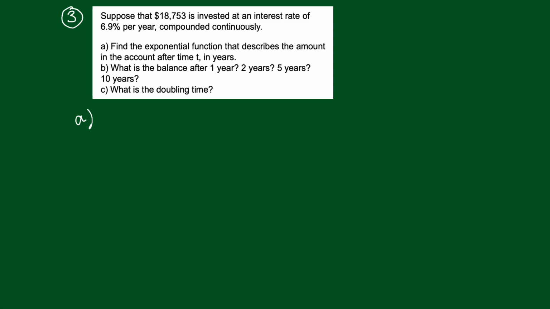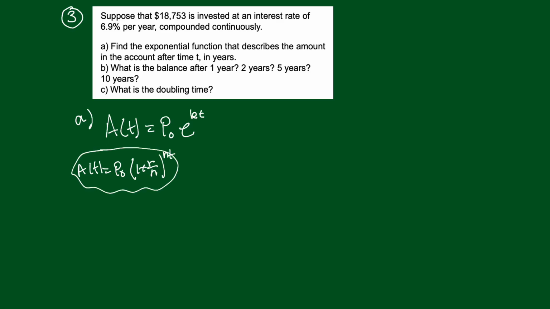Now, I'll write this formula here. The amount depends on time, and it's equal to P naught, and because it's continuous compounding, I'm going to write e to the kt. The regular formula, if you're compounding not continuously, would be A of t equals P naught times 1 plus r over n to the nt, where n is the number of compoundings per year. But when n goes to infinity, the number of compoundings becomes continuous, and this part right here goes to e.